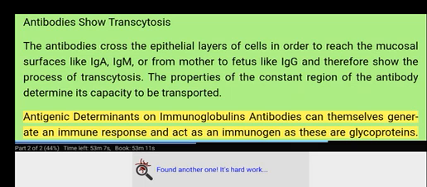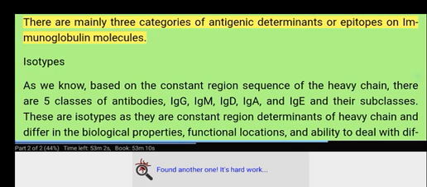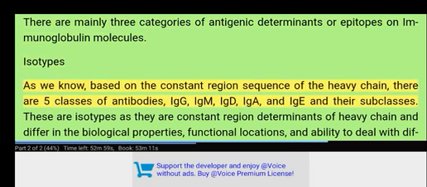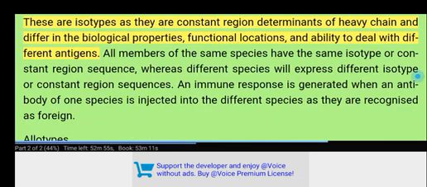Antigenic determinants on immunoglobulins. Antibodies can themselves generate an immune response and act as an immunogen. These are glycoproteins. There are mainly three categories of antigenic determinants or epitopes on immunoglobulin molecules. Isotypes. As we know, based on the constant region sequence of the heavy chain, there are 5 classes of antibodies: IgG, IgM, IgD, IgA, and IgE, plus subclasses. These are isotypes as they are constant region determinants of the heavy chain and differ in their biological properties, functional locations, and ability to deal with different antigens.